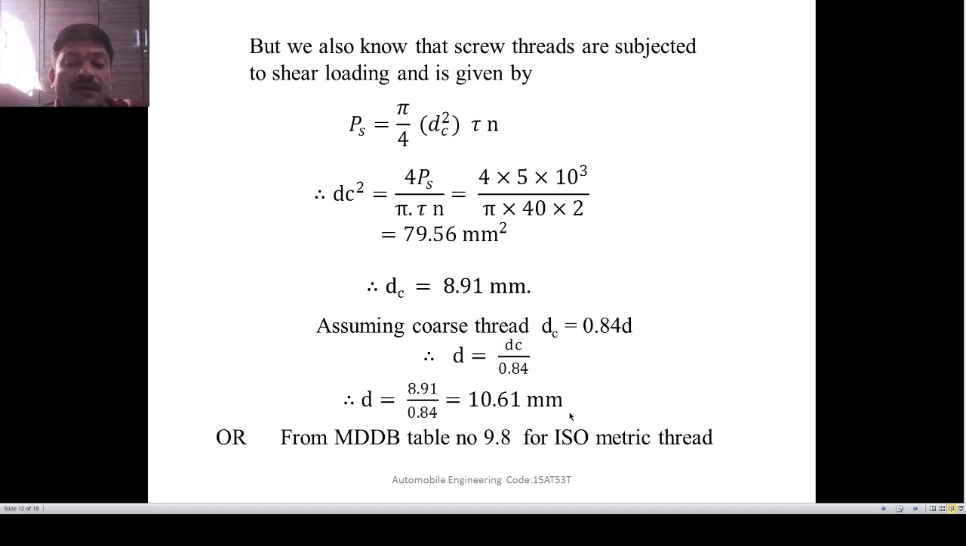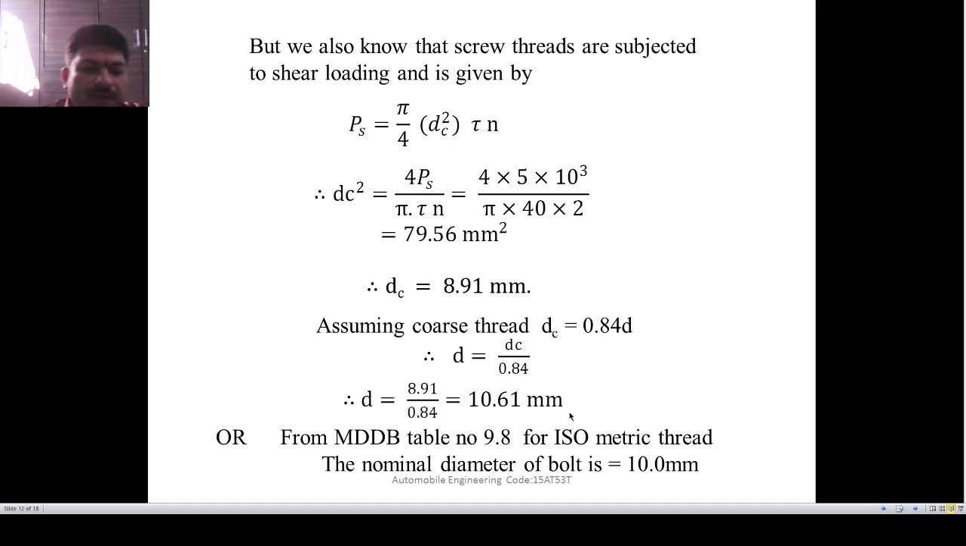Otherwise, you can open the design data book, ISO metric thread. In that, for the minor diameter 8.91, look into table 9.8. In that the value is 8.91. For the 8.91, the standard metric ISO thread, here it is M10. So nearly it is the same. Therefore, the nominal diameter of the bolt is M10 mm or M10.